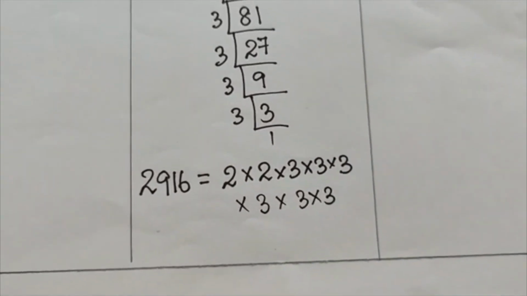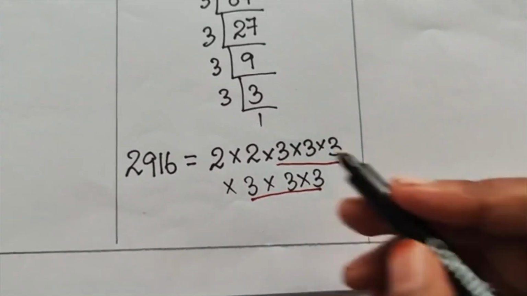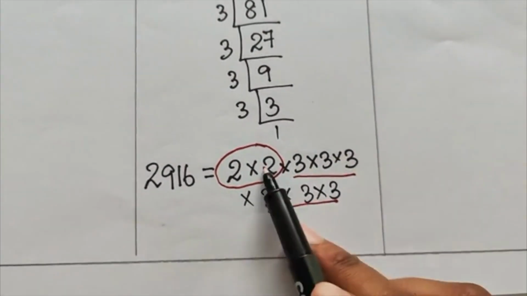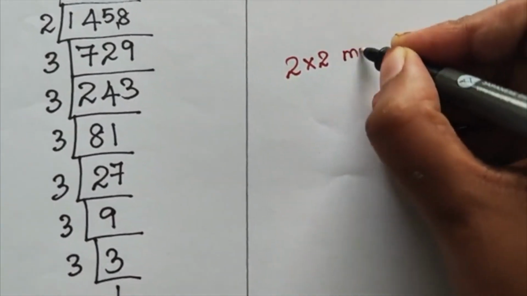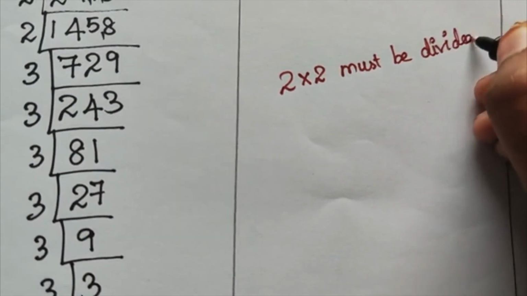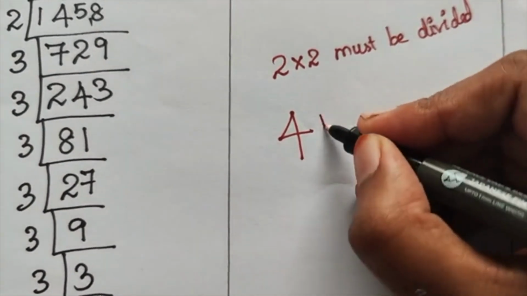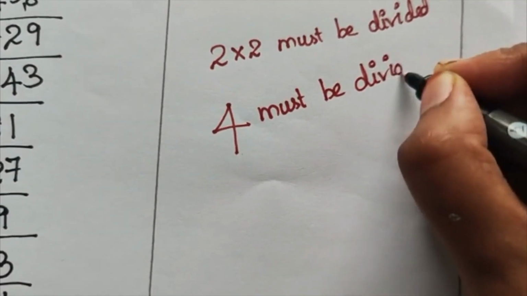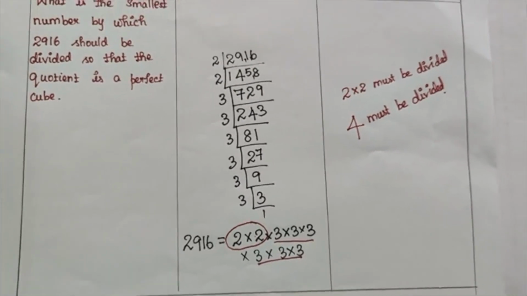So let's arrange these numbers in the form of triplets. If I arrange in triplets, 3 into 3 into 3 and 3 into 3 into 3 is over. Which number doesn't have a triplet? 2 into 2 doesn't have a triplet, which means this number must be divided. So 2 into 2 must be divided. 2 into 2 is nothing but 4. So we can conclude that 4 must be divided. So this is the answer. Let's go to the next question.